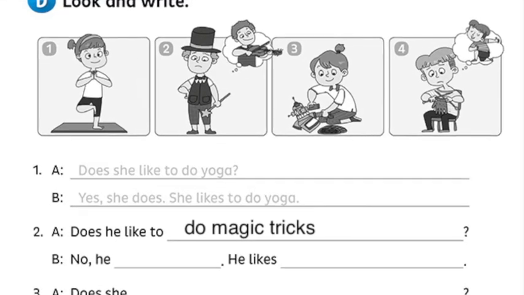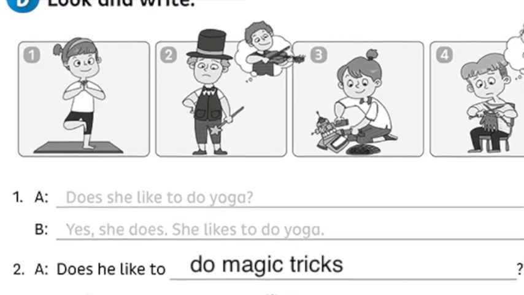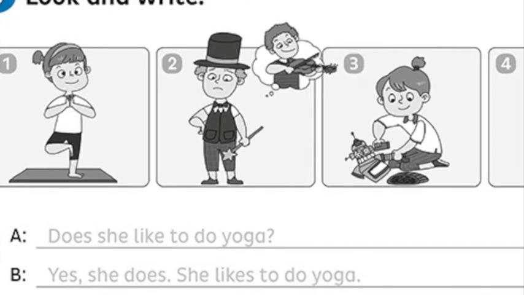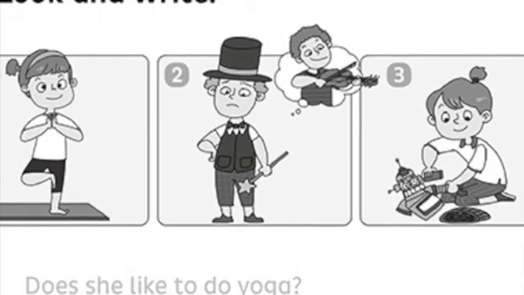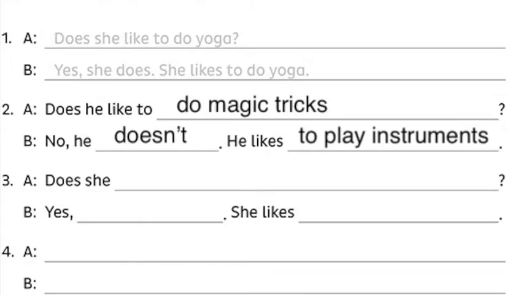So we look in the picture again, and he is thinking about another club. So what club is that? So the answer would be no, he doesn't. Does he like to do magic tricks? No, he doesn't. He likes to play instruments. That's correct. So he likes to play instruments in the music club. Okay, let's move on to number 3.